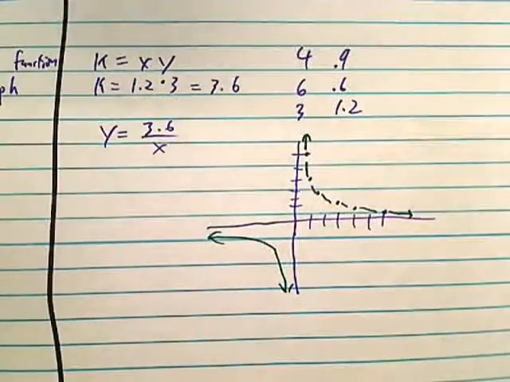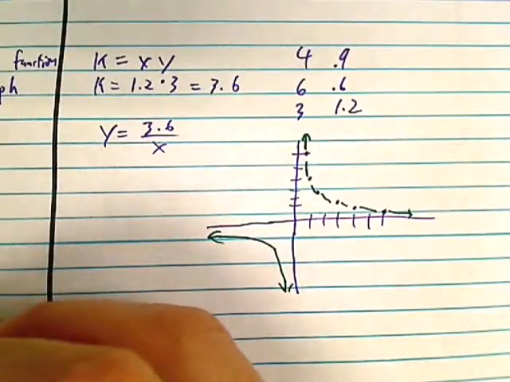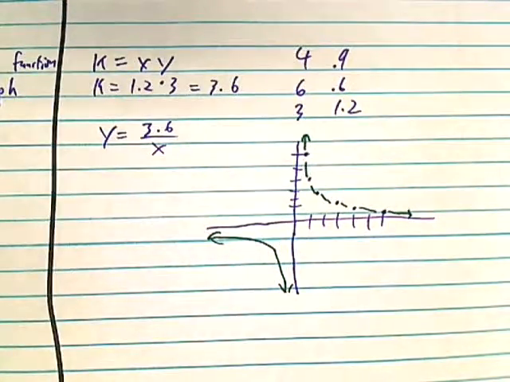Okay, let's look at one more problem. I want to try number 20. And number 20 says the number of buckets of paint N needs to paint a fence varies directly with the total area A of the fence and inversely with the amount of paint P in a bucket. It takes 3 1-gallon buckets to paint 72 square feet of fence. How many 1-gallon buckets will be needed to paint 90 square feet of fence?